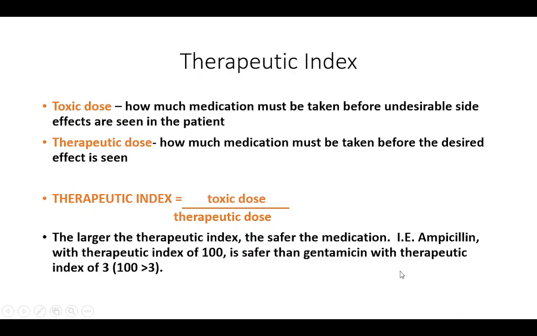Now, something like gentamicin, though, you only have to take it a little bit more than you're supposed to, and then you start seeing those negative side effects. It's just a teeny tiny amount, so it's not a very safe drug. You can start seeing those undesired side effects pretty easily.